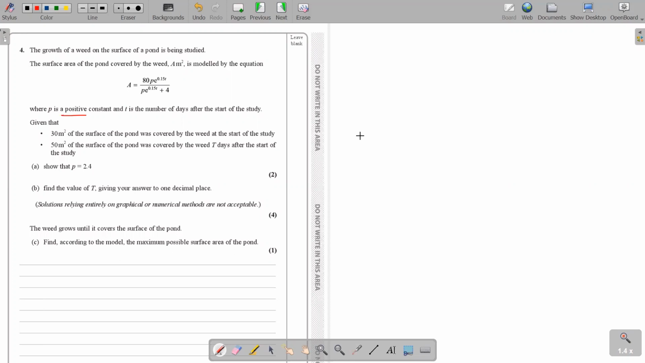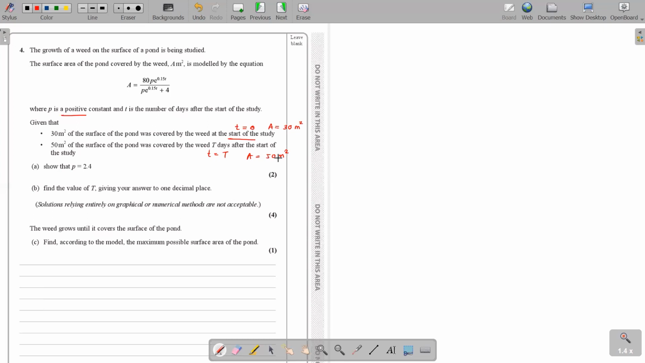Given that 30 square meters of the surface of the pond was covered by the weed at the start of the study. What do you mean at start? Start means time is 0. So at time 0, the area is 30 square meters. So these are the things you need to note down. And then 50 square meters of the surface of the pond was covered by the weed T days after the start of the study. Okay, so T days later, when time equals capital T, the area is 50. They are asking you to show that p equals 2.4.